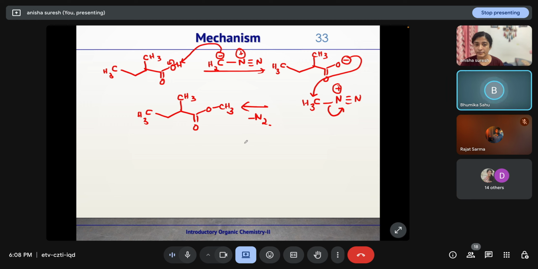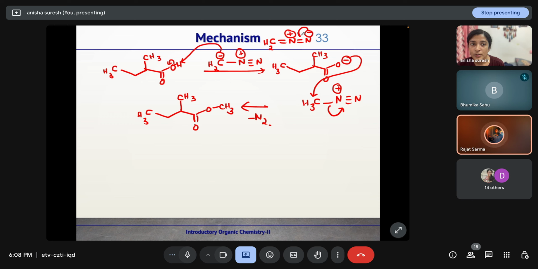Ma'am, how is carbon having negative charge if nitrogen is more electronegative? This is existing in this form. It can be represented in this fashion also. Yes, ma'am, it is a resonance structure, right? It can undergo resonance. Once this lone pair falls here, this can give an anion on carbon. So that is how this is formed.